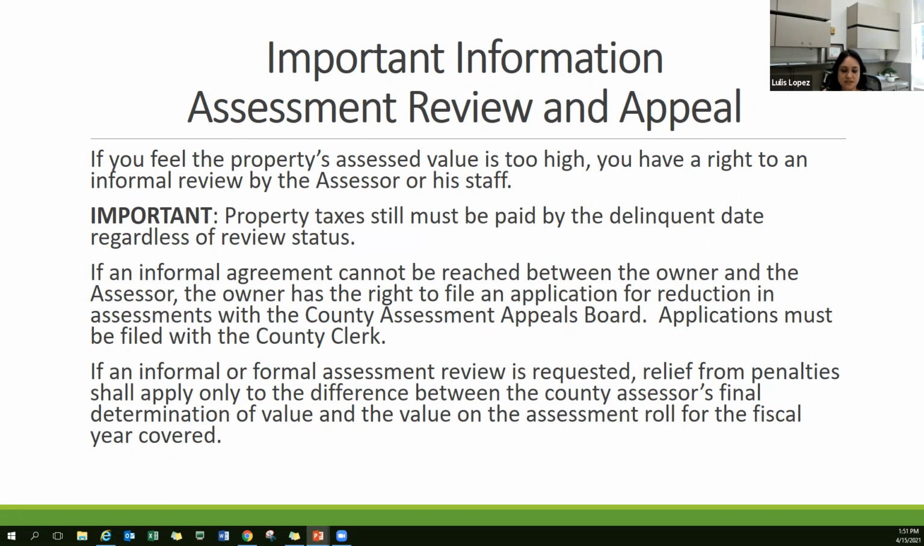So there is a process, and sometimes it does take time, but we always mention to taxpayers when they call us, make sure you do pay the taxes. If the value does drop and there's a refund, then the taxpayer will receive the refund.